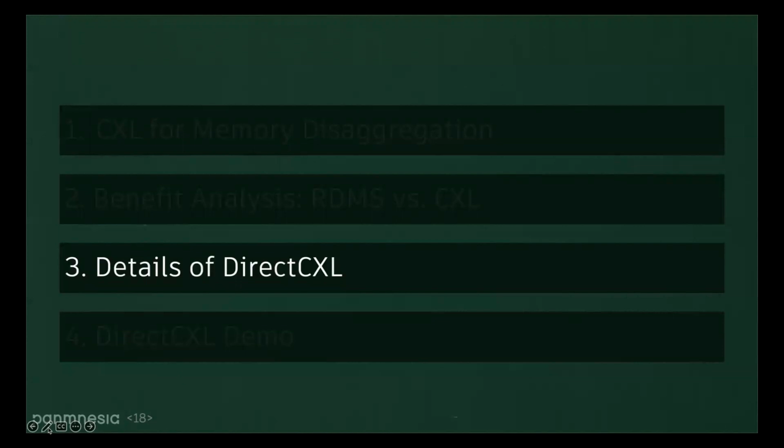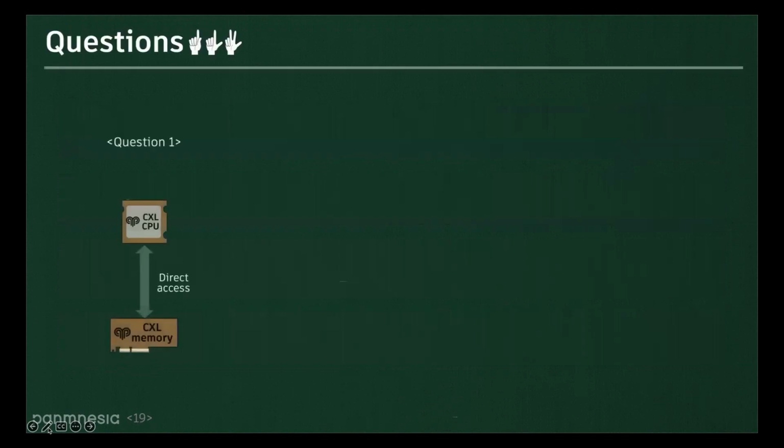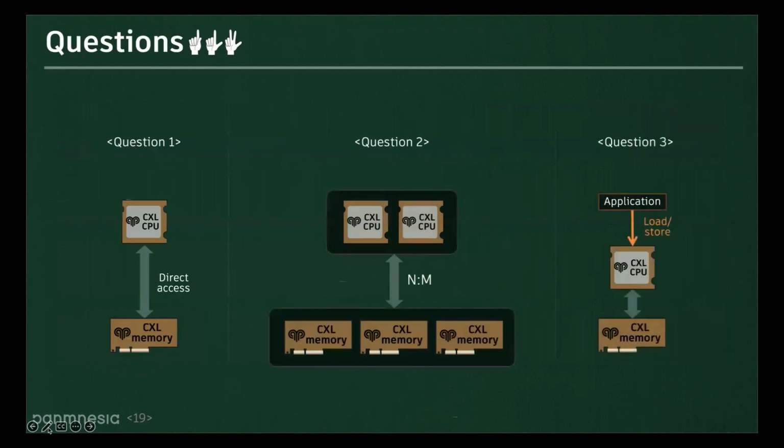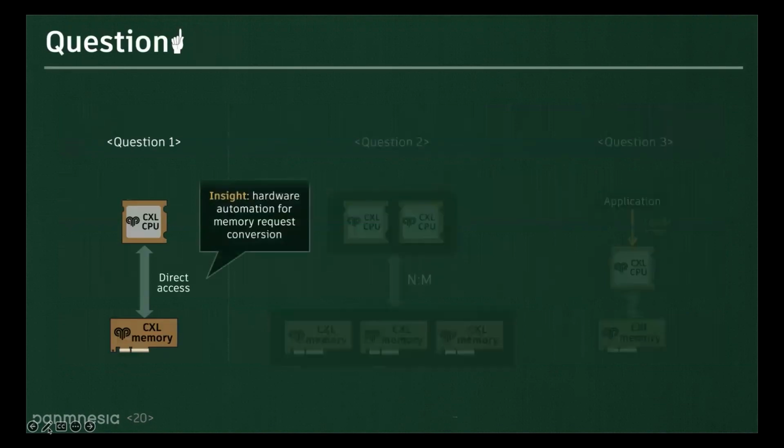In this section, I'll explain how we designed Direct CXL by answering design questions. The first design question is how the CPU can directly access remote memory. The second design question is how to realize memory disaggregation using CXL. And the last design question is how an application can use CXL-attached remote memory. Let's begin with the first question.